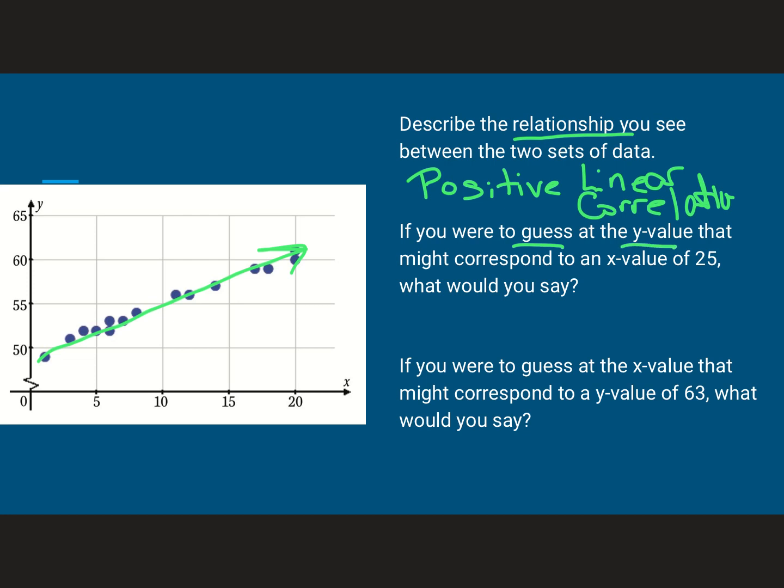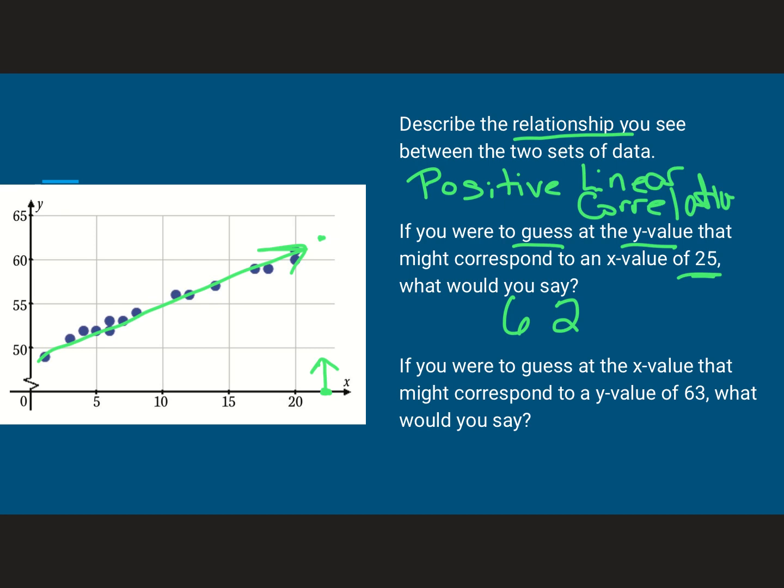If you were to guess at the y value that might correspond with an x value of 25, what would you say? Remember, x is down here on the bottom. If I had an x value of 25, that would be right about here. So we're going to go up from here. I'm going to say it'd probably be right about here, based on where I drew my line. So that's a value of like 62. And that's the y value. I just go across here to find the y value.